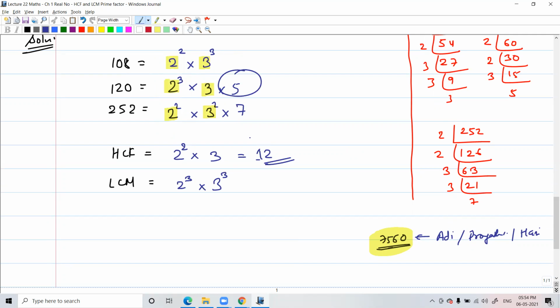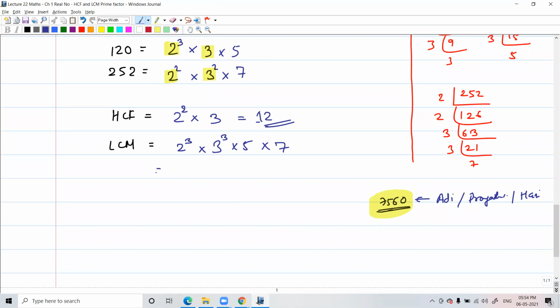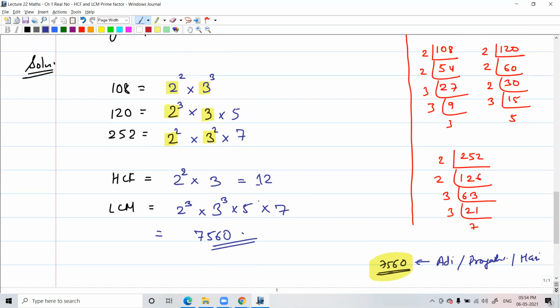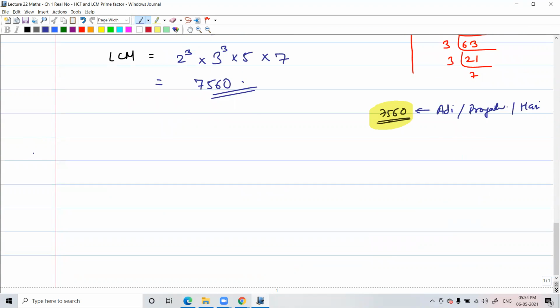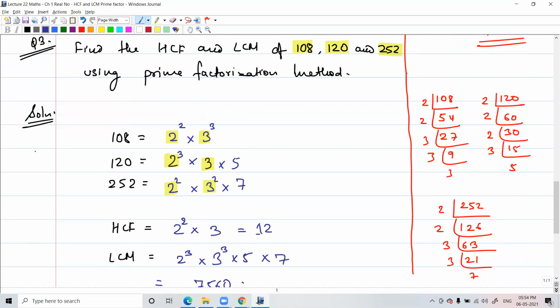Then 5 is there, and there's only one of them. So 5 has a power of 1. So we'll write just 5. And again, 7 is also a factor. So we will take that 7 also. Don't forget to multiply this 5 and 7. Okay. So when you multiply all this, you should get 7560. Okay. Good. Fine. So let's take some more questions, a different type.